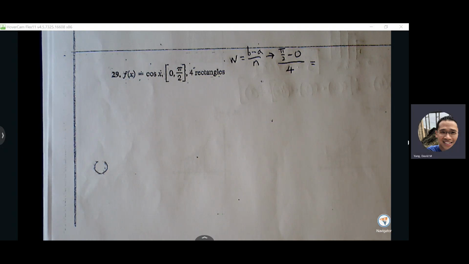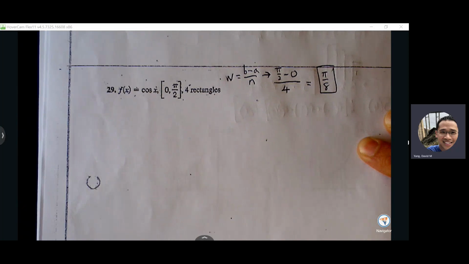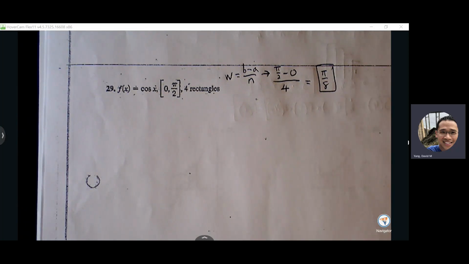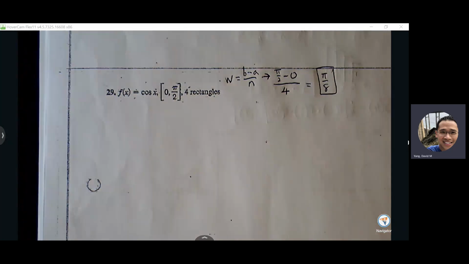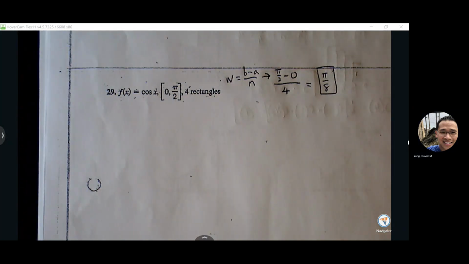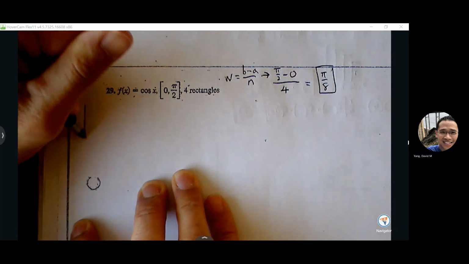Pi over 2 divided by 4 is the same thing as pi over 2 times 1/4, which is pi over 8. So pi over 8 is our width. And then from the width, we're going to be incrementing from the left endpoint all the way until we reach pi over 2. So the graph looks something like this.